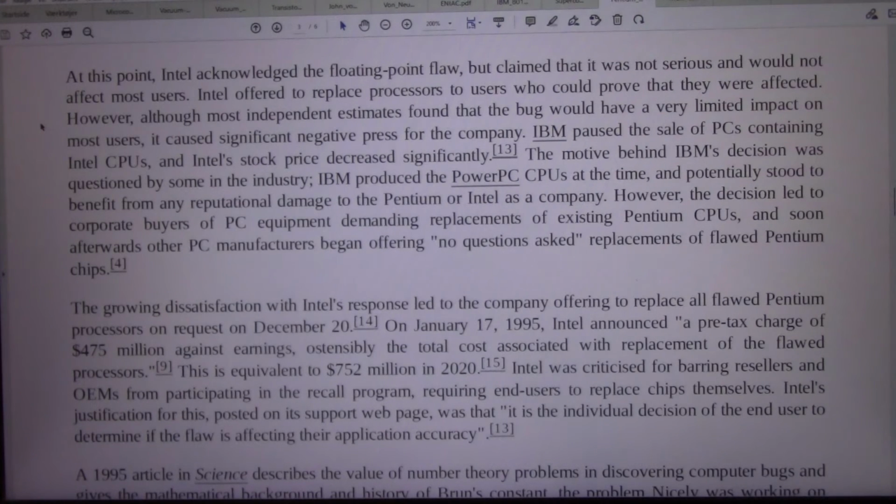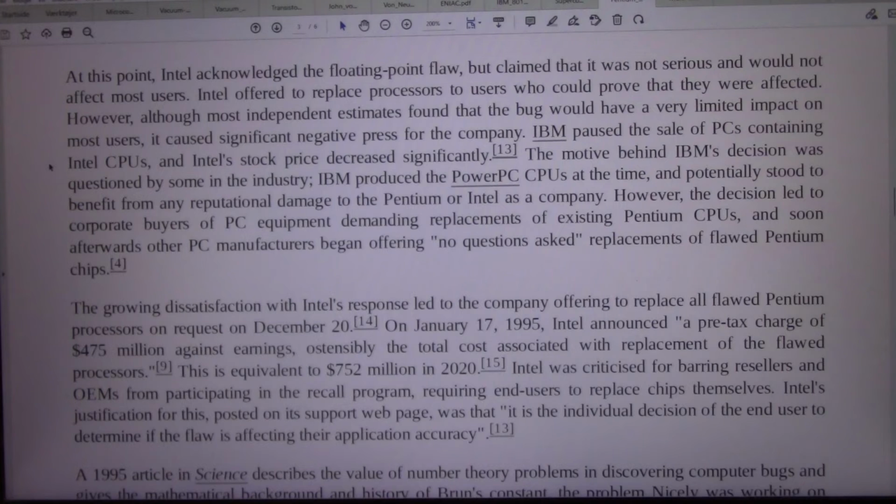At this point, Intel acknowledged the floating point flaw, but claimed that it was not serious and would not affect most users. Intel offered to replace processors to users who could prove that they were affected. However, although most independent estimates found that the bug would have a very limited impact on most users, it caused significant negative press for the company. IBM paused the sale of PCs containing Intel CPUs, and Intel's stock price decreased significantly.